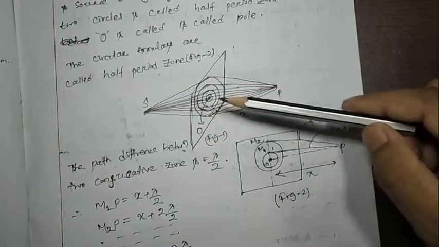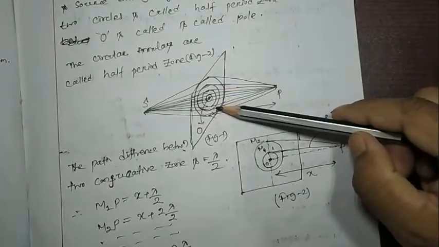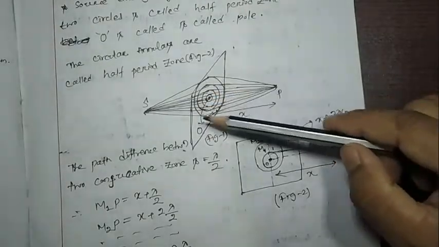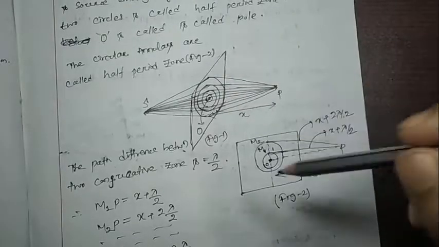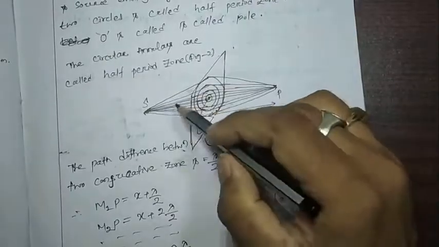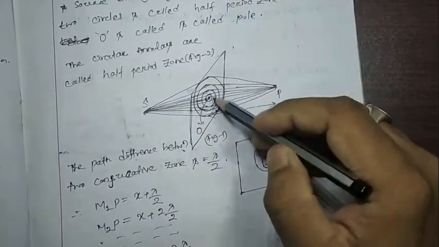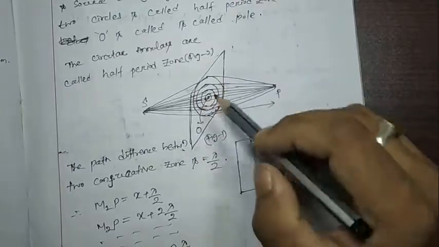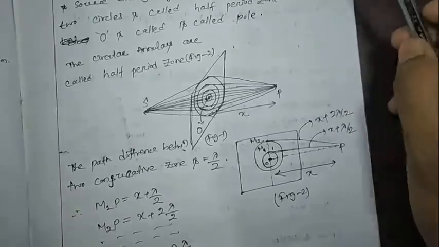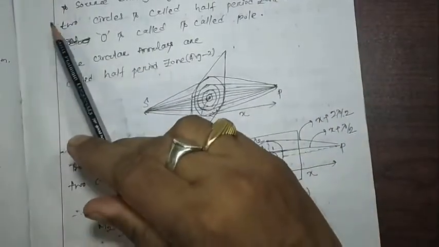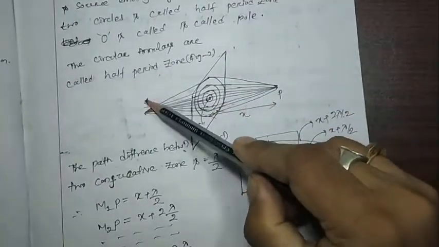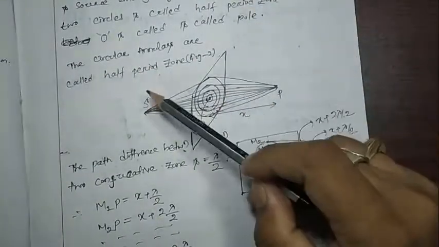So consider a zone plate which is constructed over a plane wavefront, that is AB and CD. This is the plane wavefront. On this we have constructed the zone plates. That means these annulus areas are called the zone plates. Let S be the source emitting light of wavelength lambda.